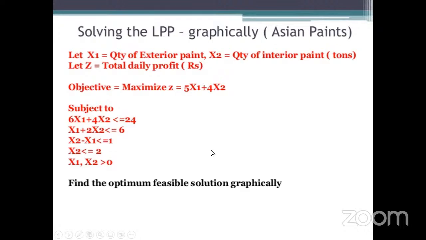To do the solution graphically, we must check whether the variables are 2 or more than 2. If the variables are 2, we can go with the graphical solution, right? So there are two variables, but there are 4 constraints.